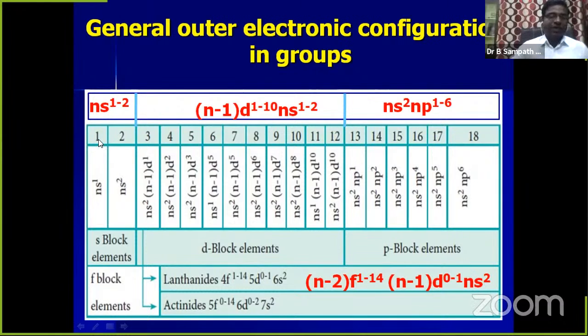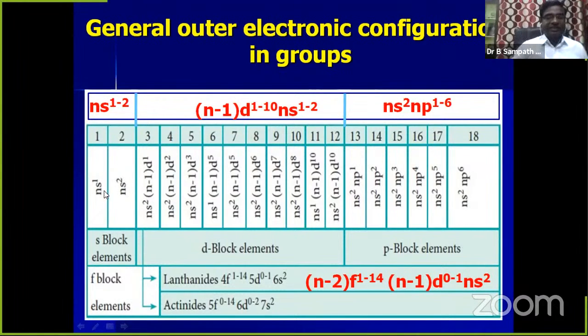For first group elements, the general outer electronic configuration is ns1. For the second group, it is ns2. For the 13th group, it is ns2np1. For the 14th group, ns2np2. So like that, for the 18th group, it is ns2np6. Where you see here, for the first group, ns1 means for first group elements, only one valence electron is there. For second group elements, two valence electrons are there. So we can write the general outermost electronic configuration as ns1 for the first group, ns2 for the second group.